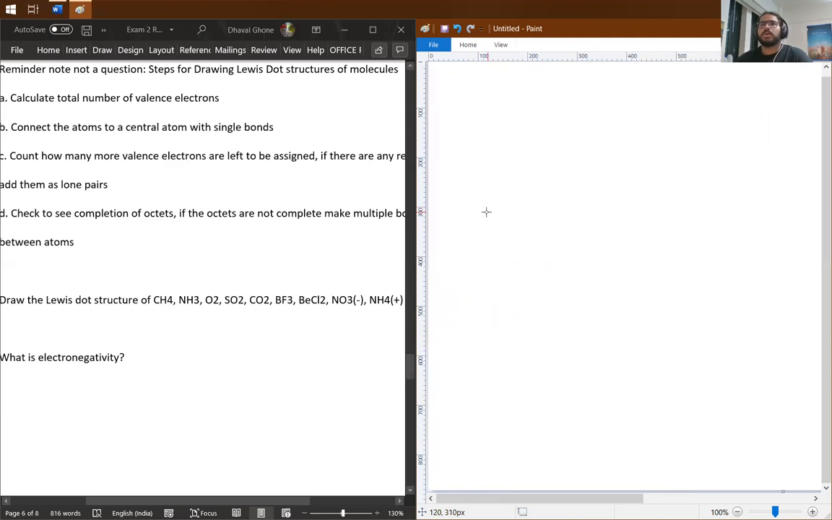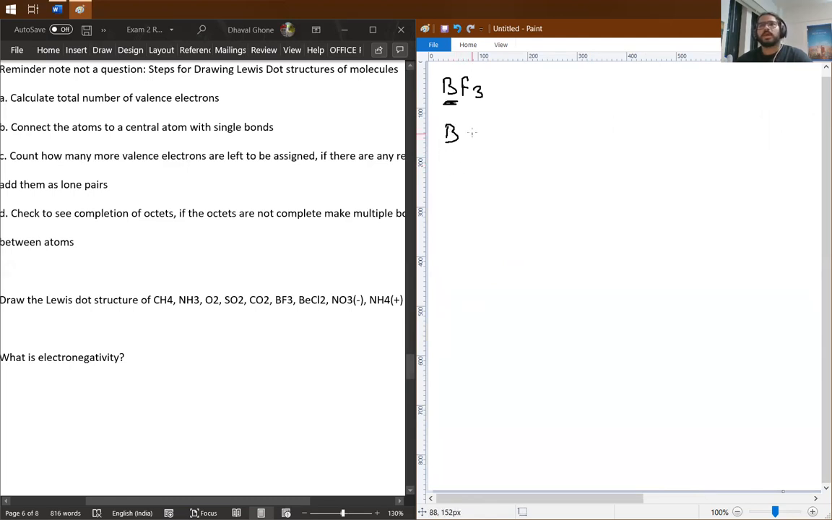Next one I need to draw is BF3. I brought this up because B is another exception. B can only have 6 electrons in the outermost shell. I'm sorry, 6 valence electrons in the outermost shell.